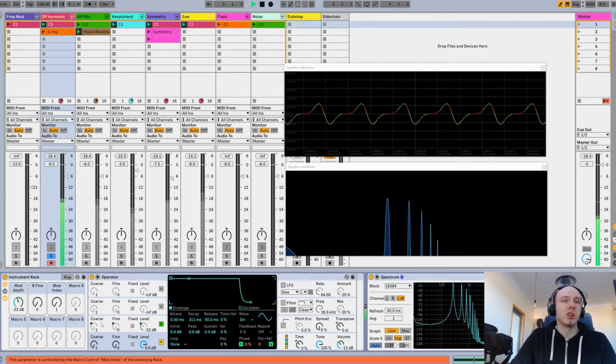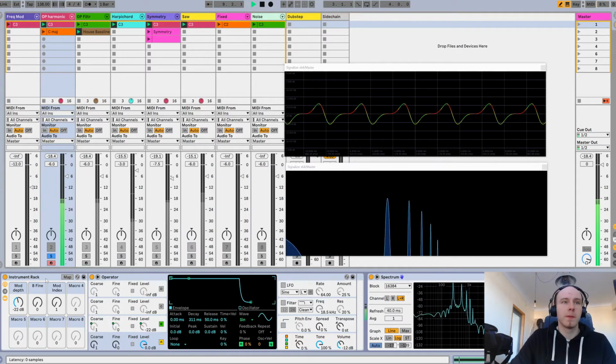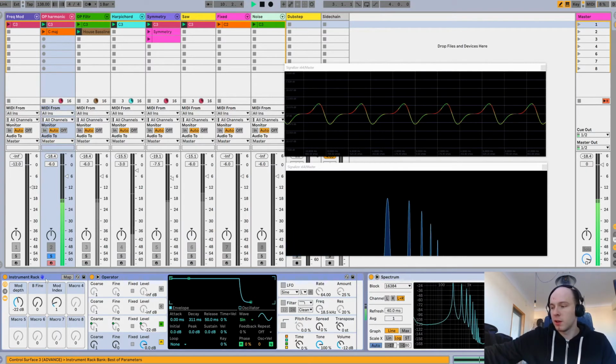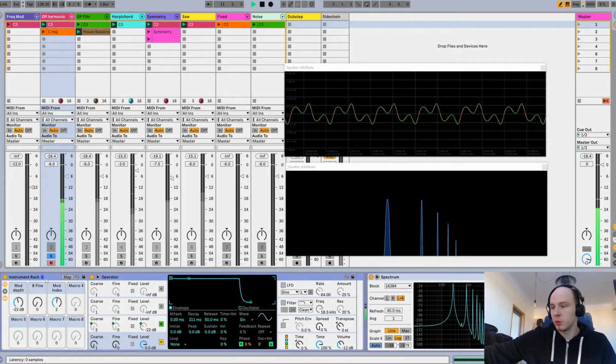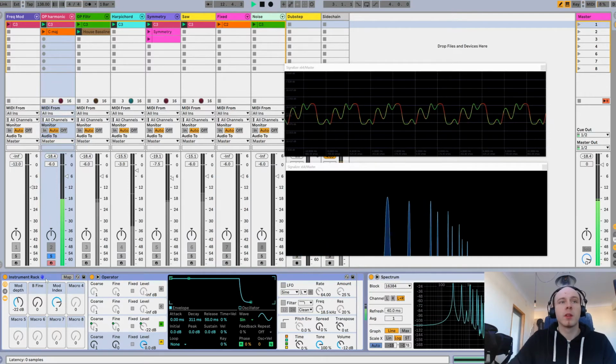Thanks to the coarse controlling operator, we can tune operator B to always be an integer multiple of operator A's frequency. And this results in a harmonic spectrum. Let's try. 2, 3.